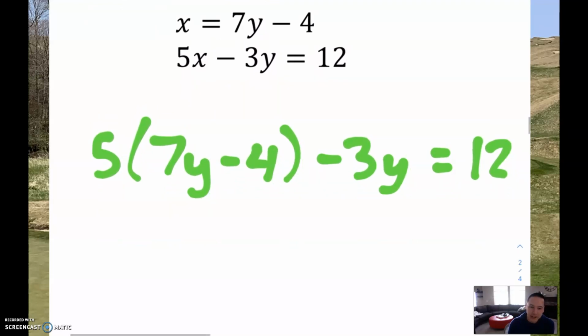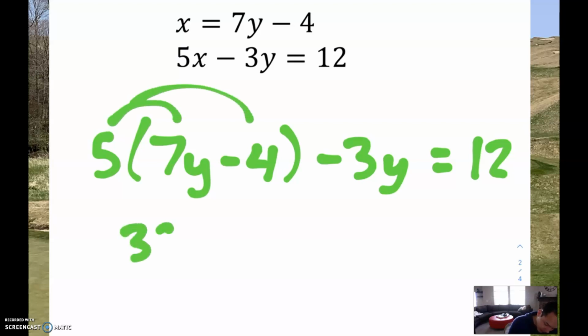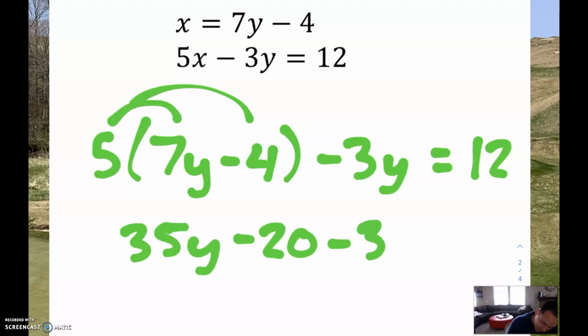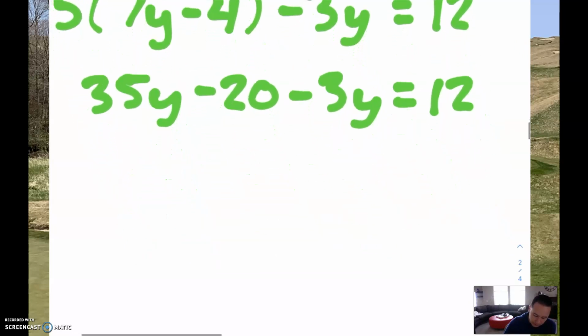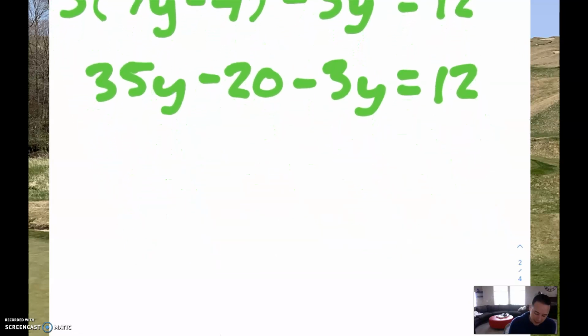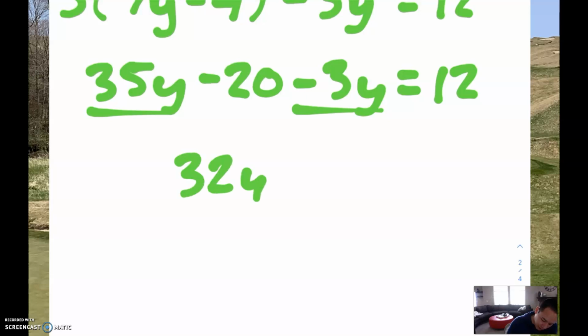So I took the x and I substituted it. That's why it's called substitution. Then we're going to distribute the 5, and we're left with 35y. Subtract 20 minus 3y equals 12. We've got a couple like terms that we can combine. 35y, take away 3y. If you combine those, it becomes 32y.